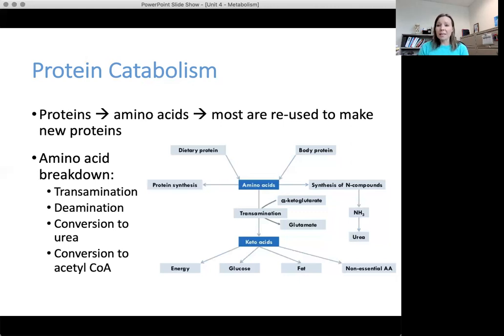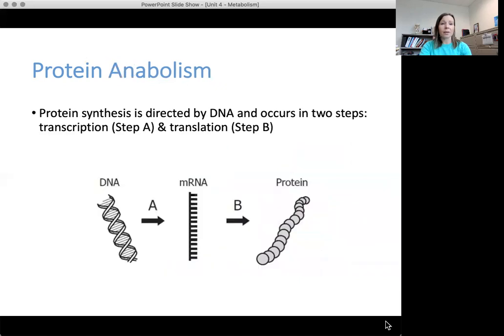But if ATP is not needed by the body at that time, acetyl-CoA can go through reverse reactions to make either glucose or triglycerides. And either one of those two things can be stored for use later. They can be stored and then just used whenever your body needs energy at a later time. So that is protein catabolism.